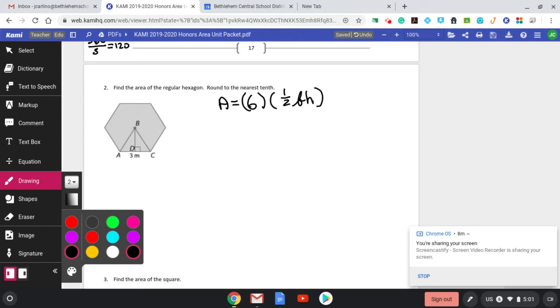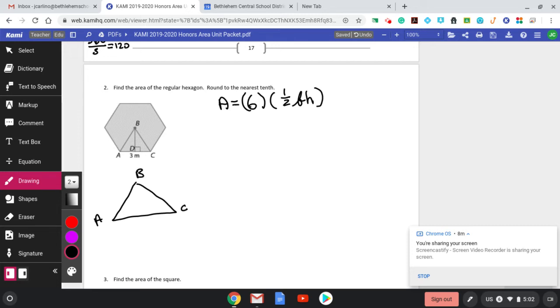So let me draw this triangle again. So that's 3 meters. Okay. Before I draw the height in, can you guys find what that angle should be? 360 divided by 6 now. That angle is going to be 60 degrees.